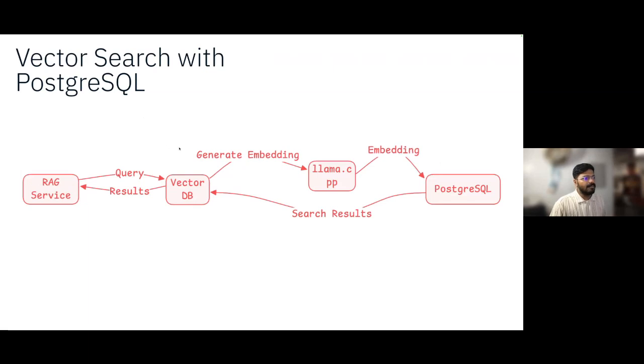First, it goes to an embedding. I have used a model from Llama, and I just embedded the whole data and stored it into a vector database, which is Postgres. And the search result would be passed back to the RAG service.